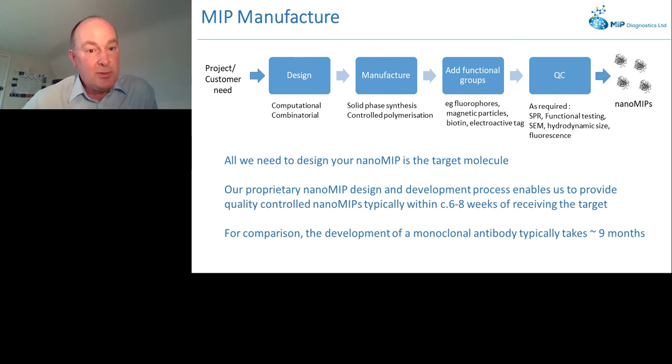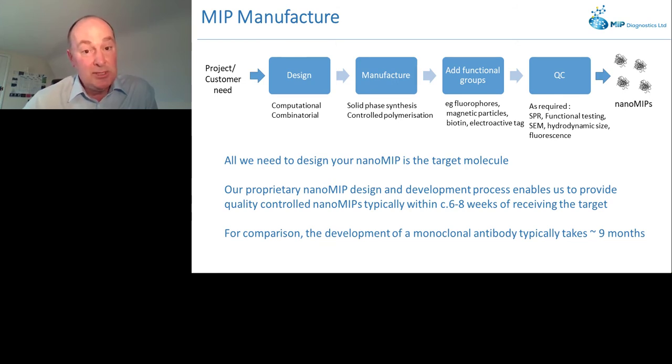Once we get into the manufacturing method, we use our proprietary solid phase synthesis, which I'll explain in a bit more detail later. But importantly, we also use controlled polymerization. And again, I'll take you through this in more detail. We can add functional groups either to the monomer mix in terms of the bulk of the polymer as it's made, or indeed we could coat or add functionality to the outer surface of a MIP once made.